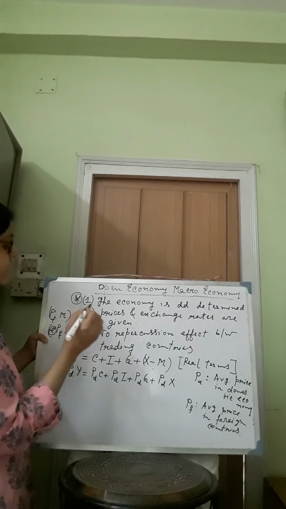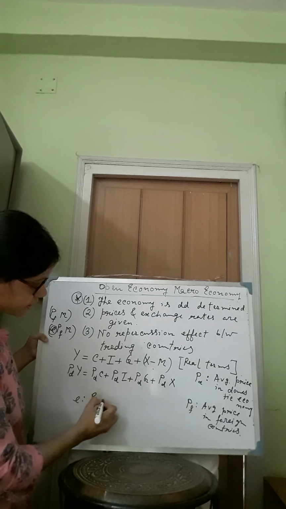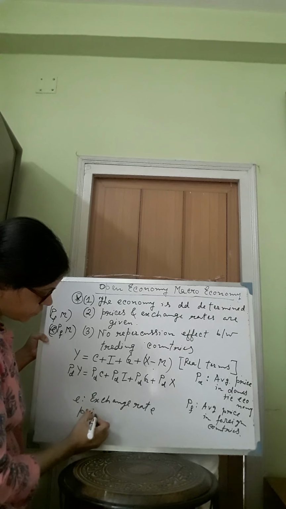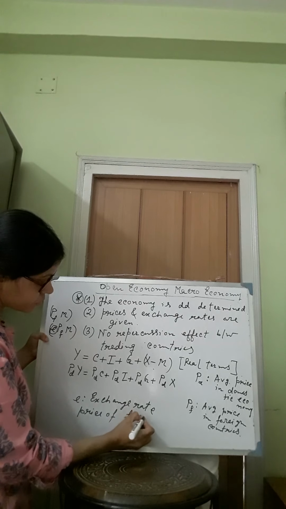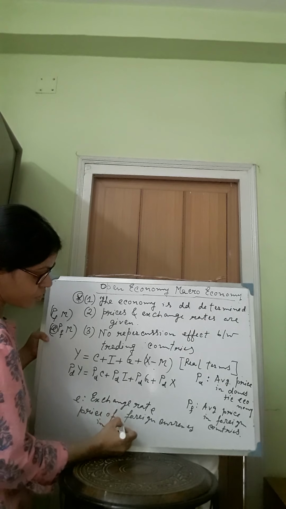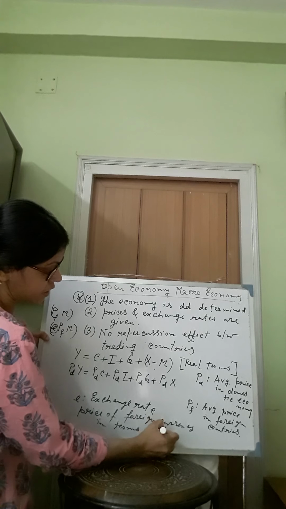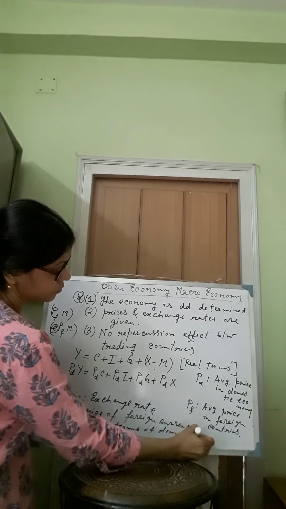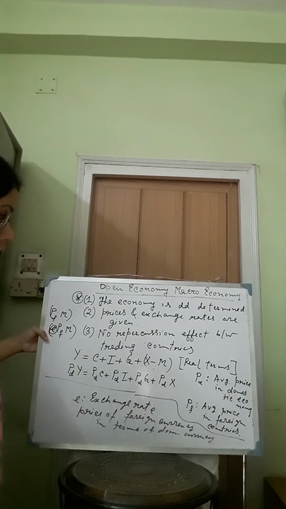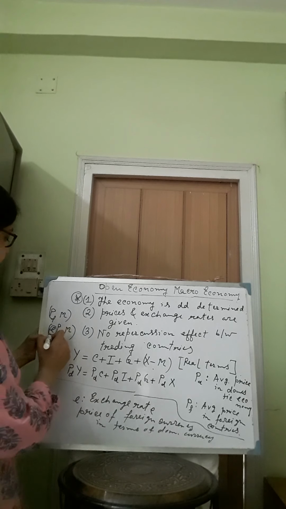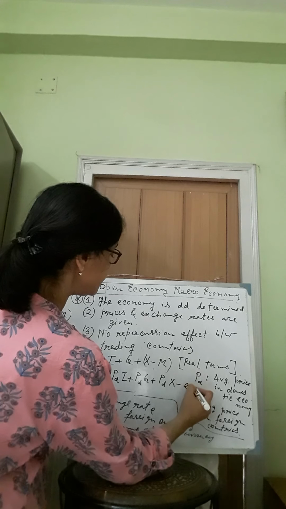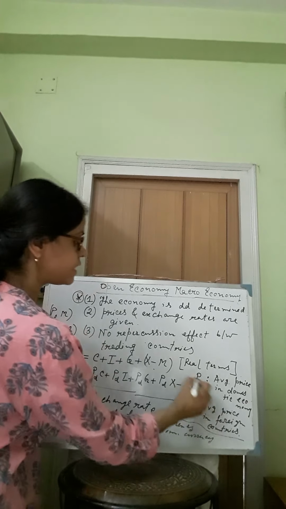So what is E? E is the exchange rate. And what is the exchange rate? The exchange rate is the price of foreign currency in terms of domestic currency. So when we get this E PF into M, then in place of M we can write minus E PF into M. Now this is in rupee terms.